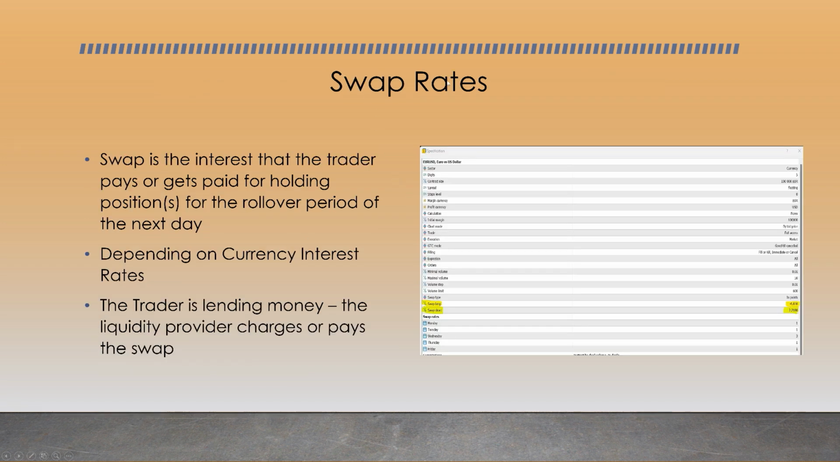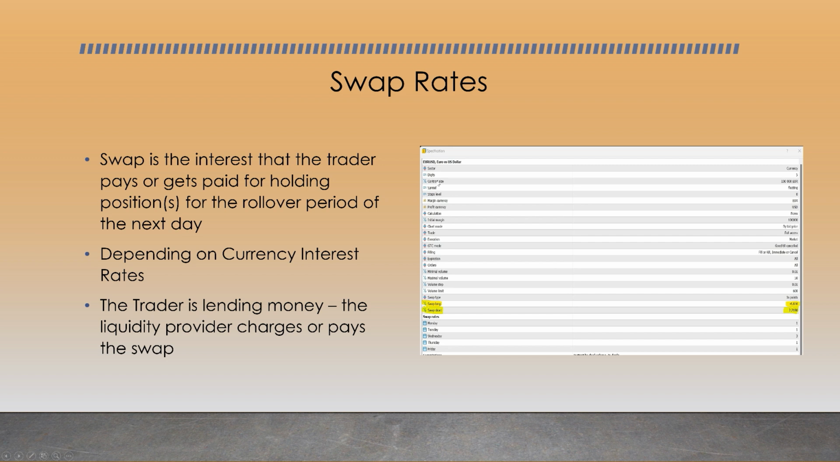Now, for the swap rates. So what is the swap? It's very important to understand where it's coming from and why it exists. Swap is the interest that the trader pays or gets paid for holding a position or positions for the rollover period of the next trading day. The swap rates normally depend on currency interest rates. And the trader basically is borrowing money. Since the trader is borrowing money from the liquidity provider, he needs to pay, or he will get paid, this swap.